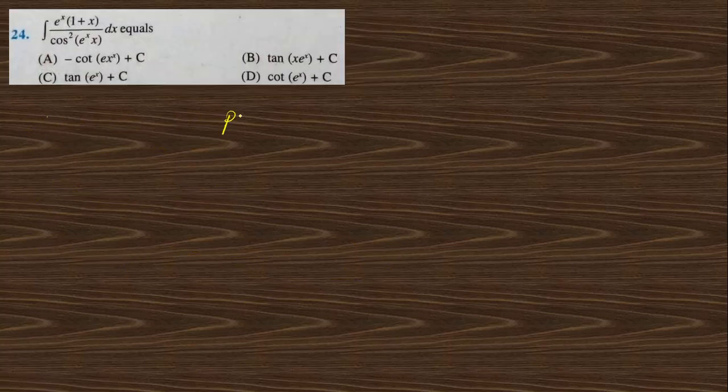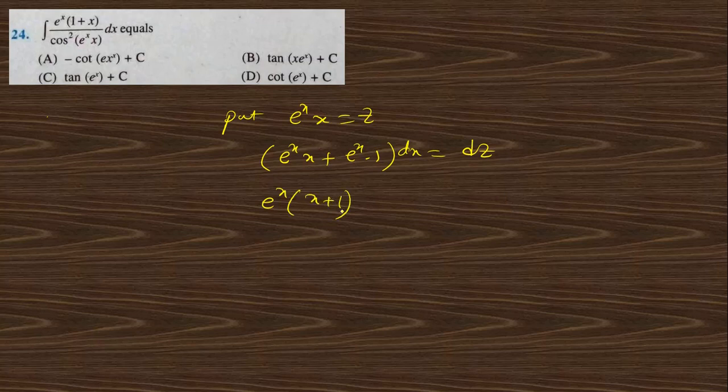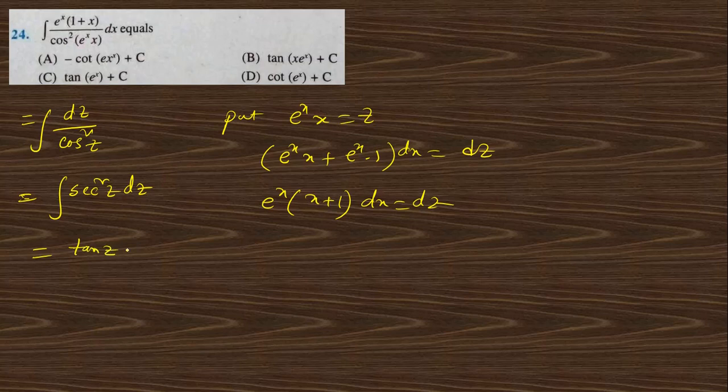So in this question, put e to the power x times x equal to z. The derivative of this is e to the power x times x plus e to the power x into 1, into dx equal to dz. So this can be written as e to the power x times (x plus 1) dx equal to dz. So put here, you get dz over cos square z. So this can be written as sec square z dz. So this is tan z plus c. z is e to the power x times x, so tan of (e to the power x times x) plus c. So option number b is the correct answer of this question.